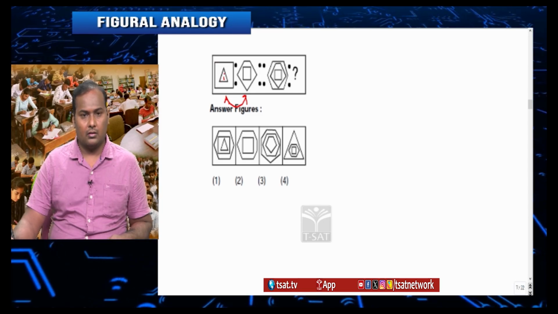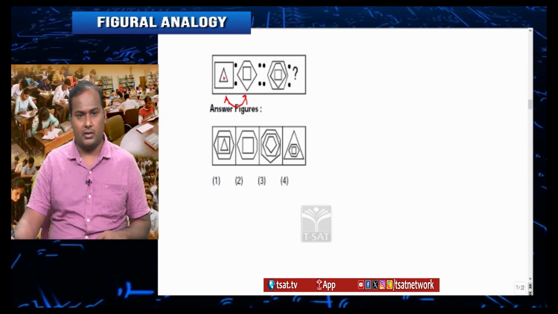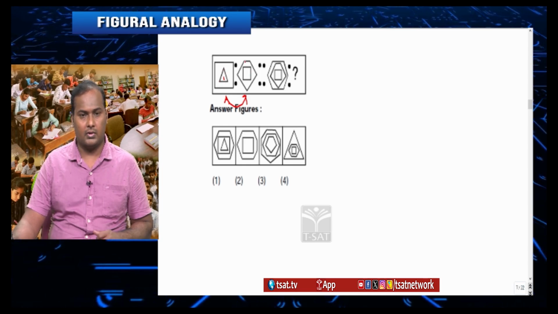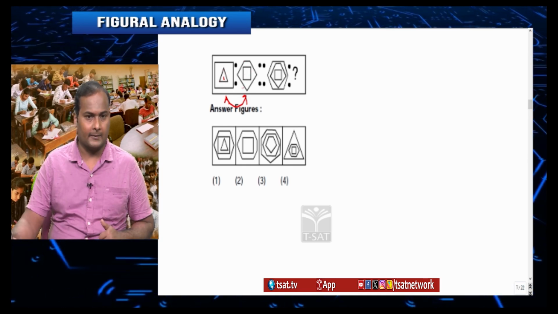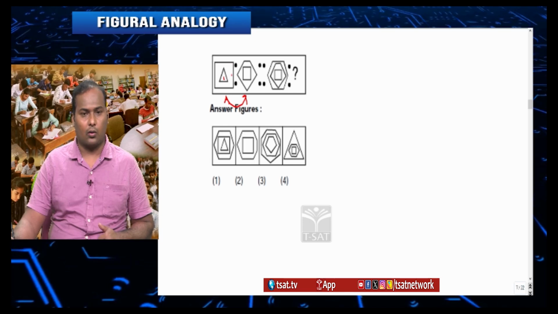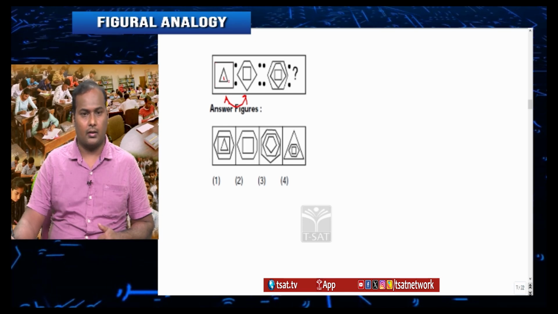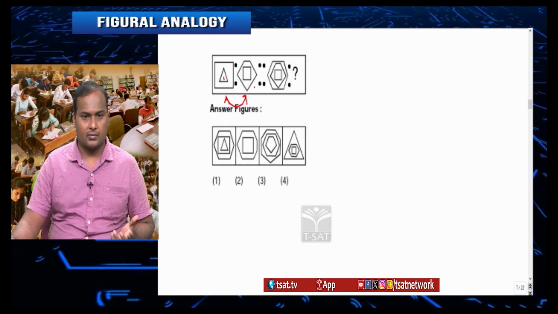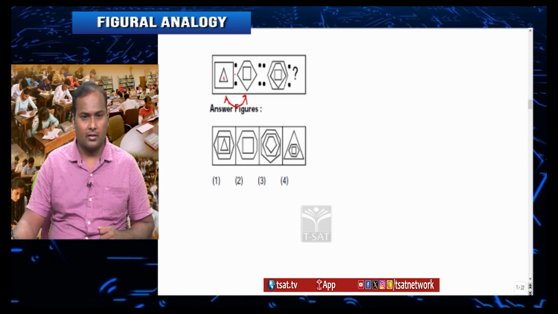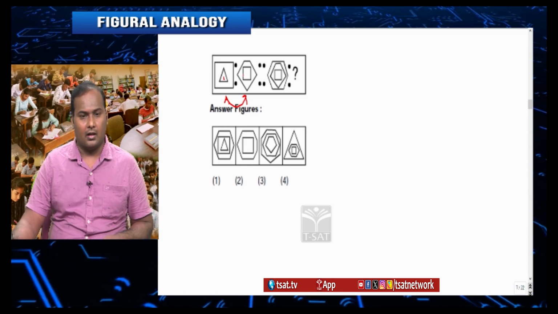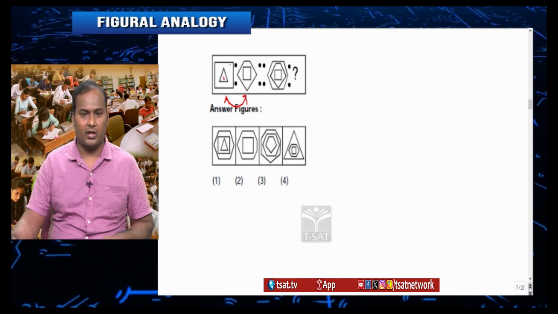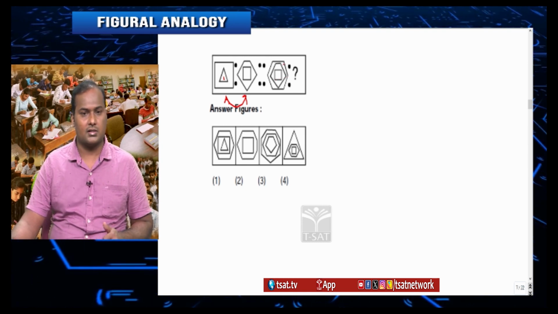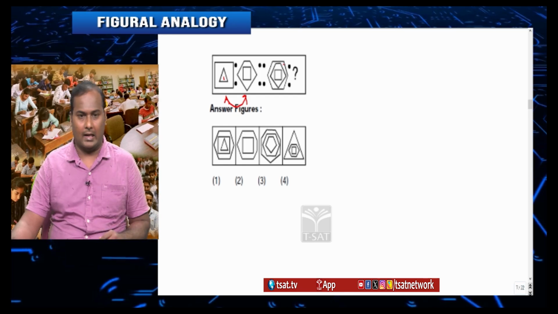The moment it moved to the next position, the triangle became a square, which means he increased one line. In the same way, here the quadrilateral or the square becomes a pentagon, which means one more side was increased. So there was an increase in lines from one figure to the next figure. In the same way, we try to apply the same relation. What is the relation? Increase one line here.